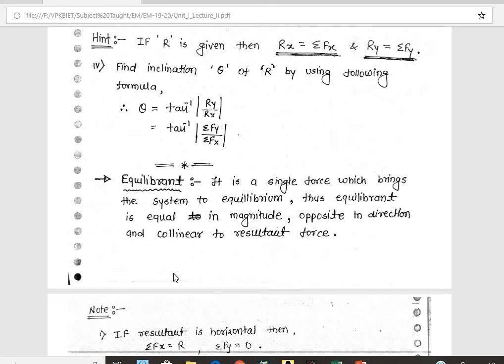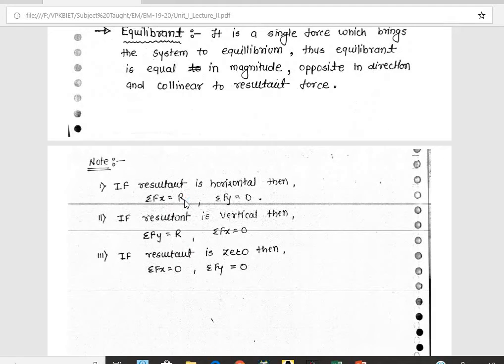Now sometimes, instead of the resultant, the equilibrium force is asked. Now see what is meant by equilibrium force. It is a single force which brings the system to equilibrium. Thus, the equilibrant is equal in magnitude, opposite in direction, and collinear to the resultant force. This is important. We are going to discuss this when we solve the numericals.